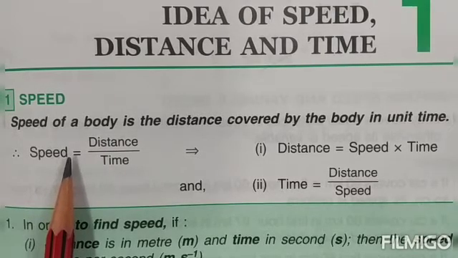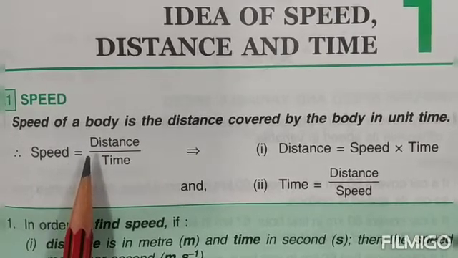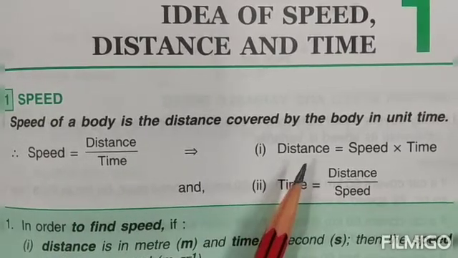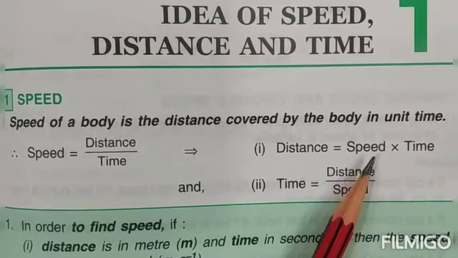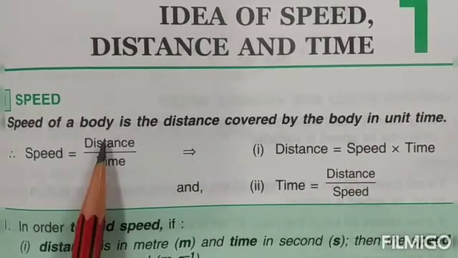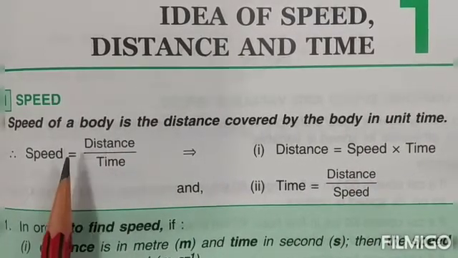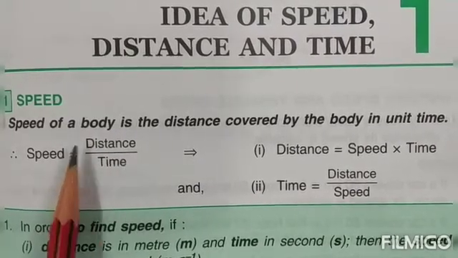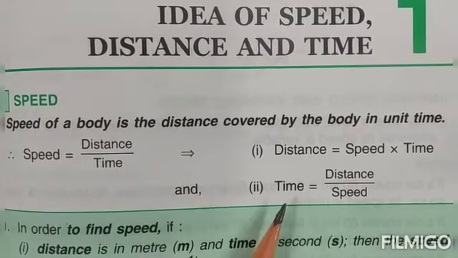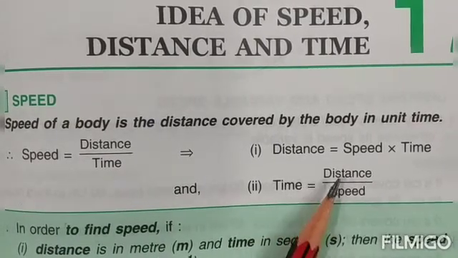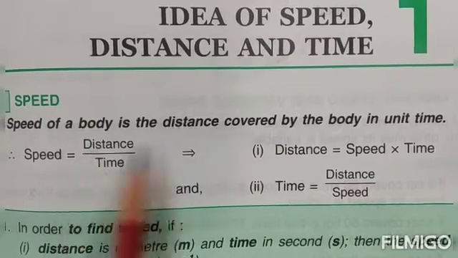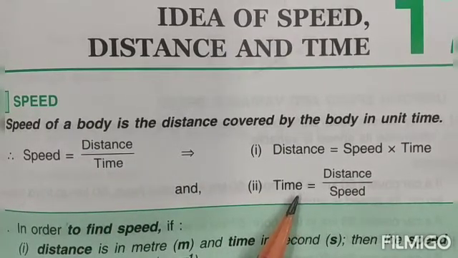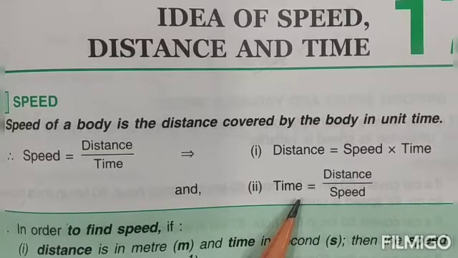There are certain more formulas in this lesson that you will be using. They are all given together. You need to learn them. Distance is equal to speed into time. From here only you can see, children, distance is equal to speed into time. If you take time on the other side, it will go in multiplication. Similarly, time is equal to distance upon speed. Now, these are the three formulas that you will be using while doing the different questions of this lesson.